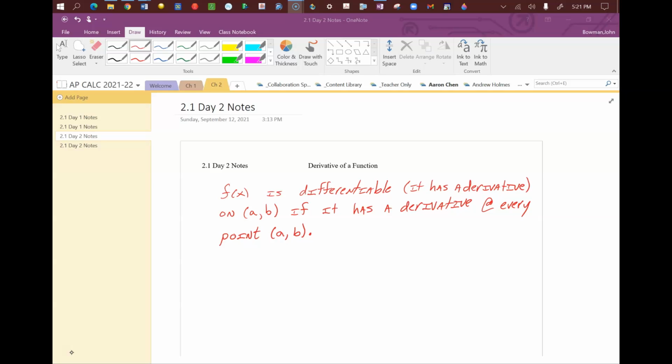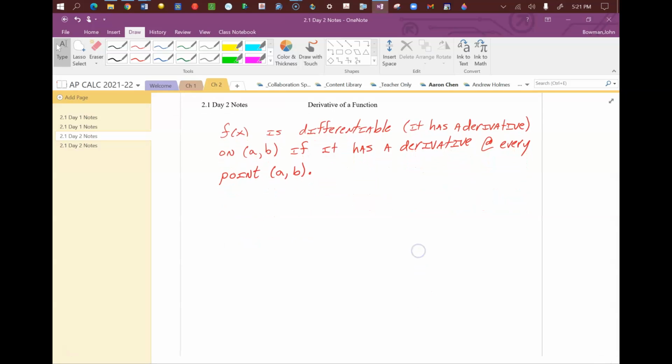So if we say f of x is differentiable on the interval AB, that means that at every point on AB, the derivative of f of x exists. Now, there are some cases where a function is not differentiable, so I want to talk about that as well.